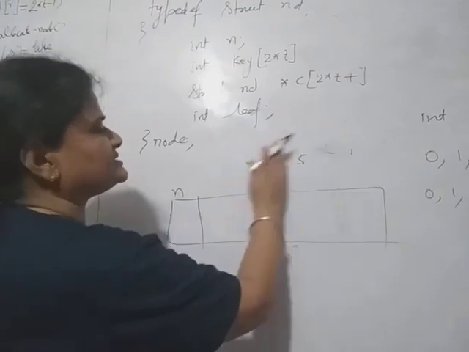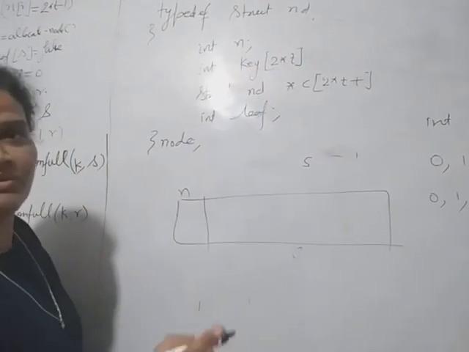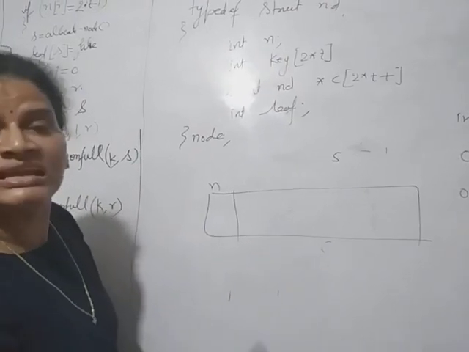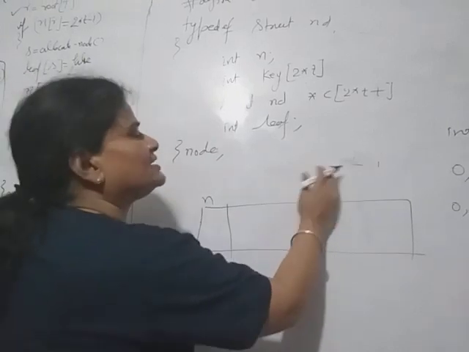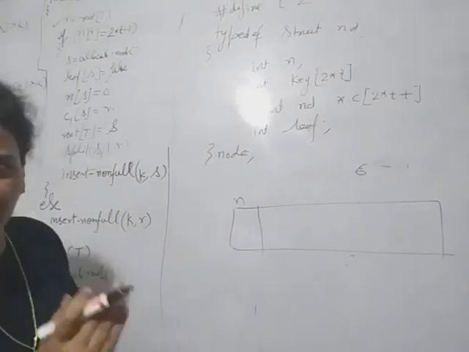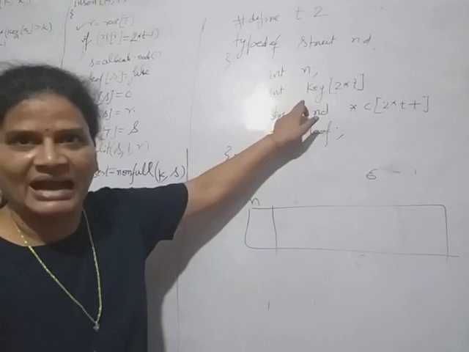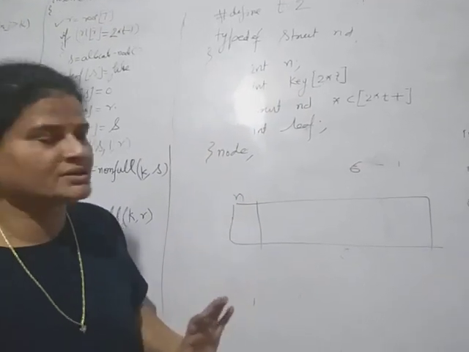5 is the maximum keys. So here if we write 5, then it will go 0 to 4. The 5th key will not be accessed. So here I have written 2 into t, that is 6. Now it is okay. The 0th element of the key will be the garbage one. In the algorithm, I am not using it.